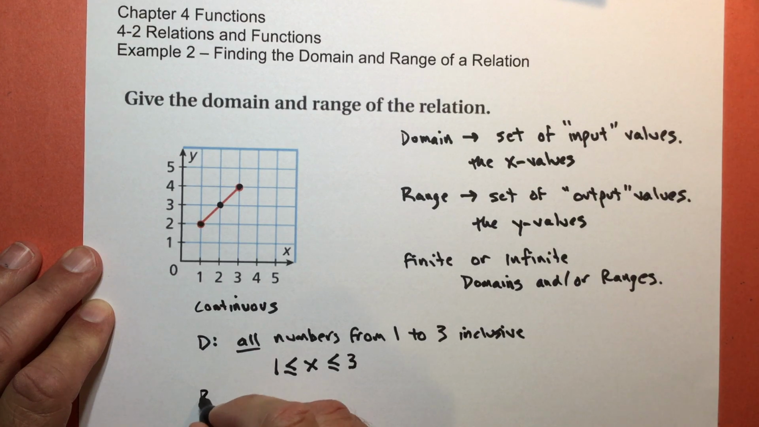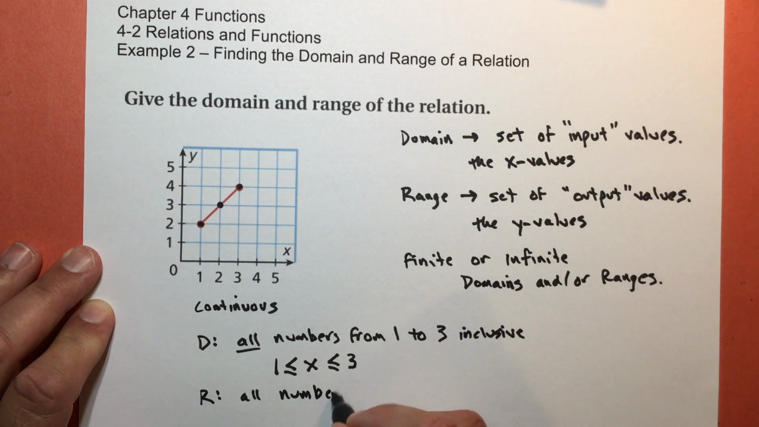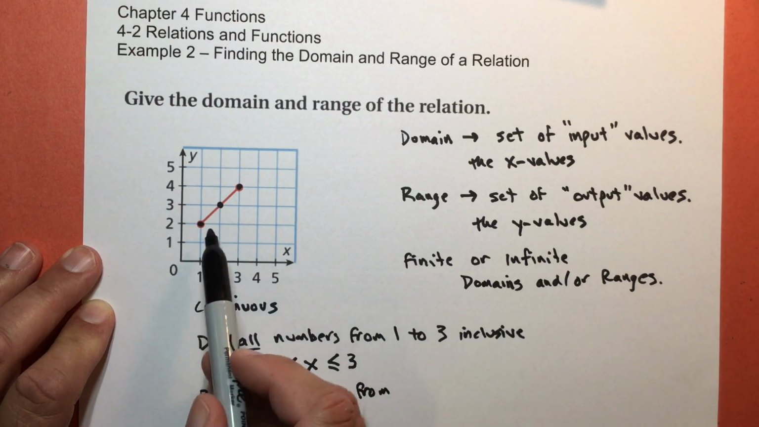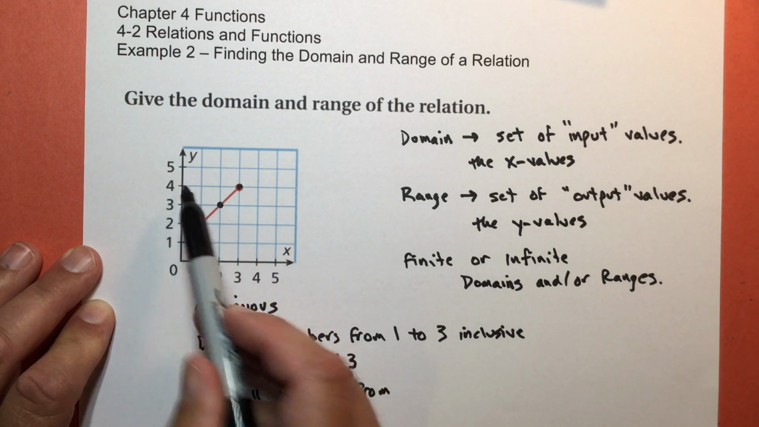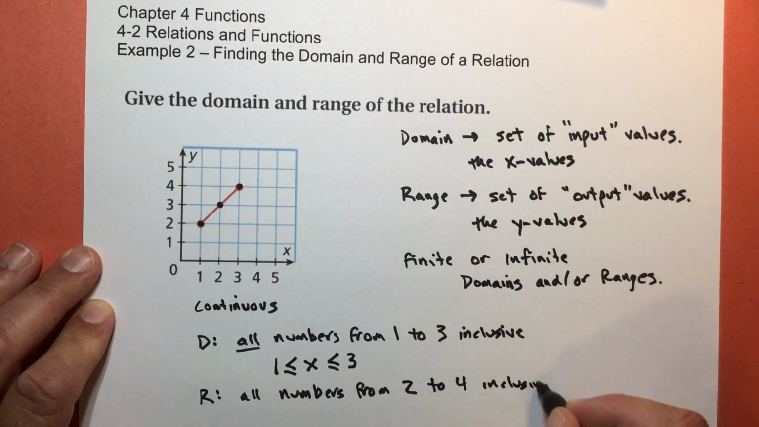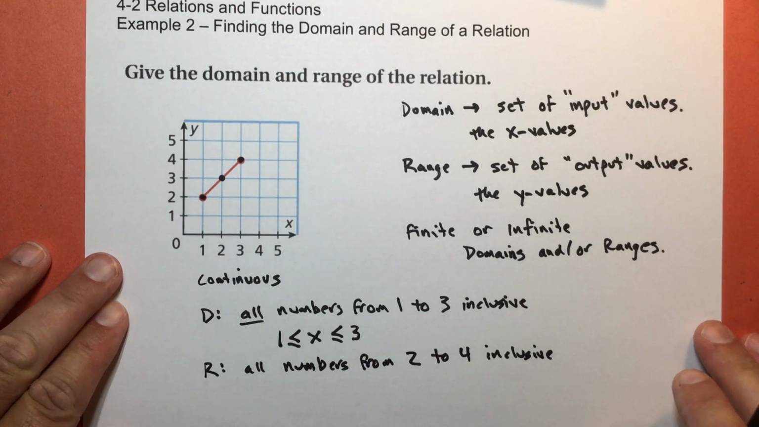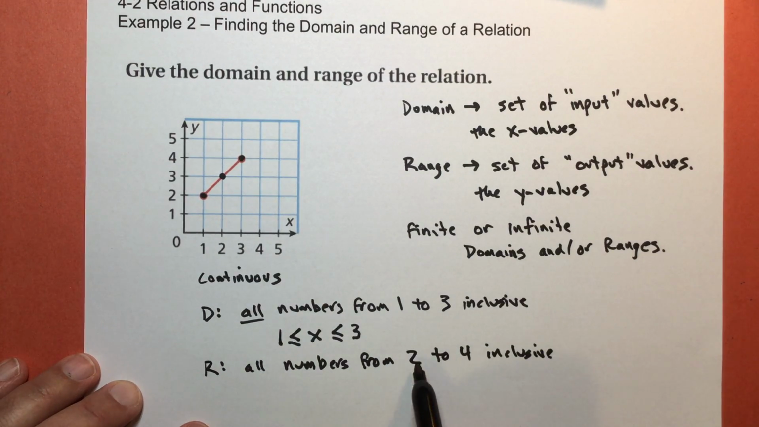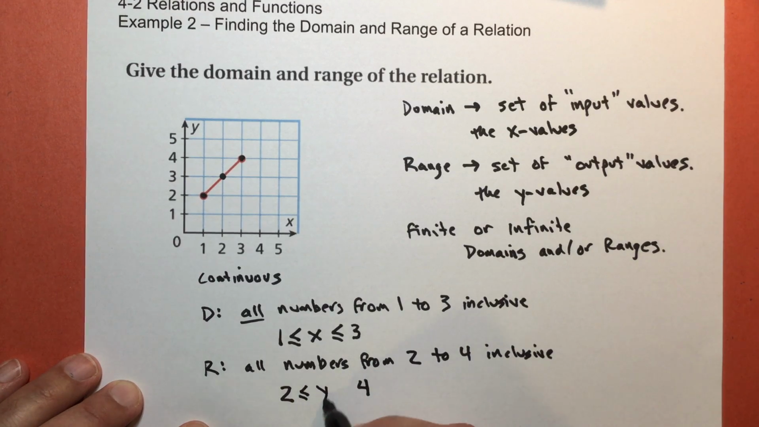The range is going to be all of the numbers from, what's the smallest y value? 2, up to the biggest y value, which is 4. So from 2 to 4, and one more time I'm going to say inclusive, which means I'm going to include the 2 and the 4. All right? So how do I write that? I write the smallest number, 2. I write the biggest number, 4. And I put less than or equal to y less than or equal to. So this is saying that 2 is less than or equal to the y values, and all the y values are less than or equal to the 4.